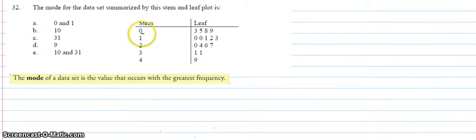Here our stem is 1, and our leaf is 0, 0, 1, 2, 3, meaning 10, 10, 11, 12, 13. We have a stem of 2 and a leaf of 0, 4, 6, 7, so 20, 24, 26, 27. A stem of 3 and a leaf of 1 is 31. We have another leaf of 1, so we have another 31. Then we have a stem of 4 and a leaf of 9, 49.